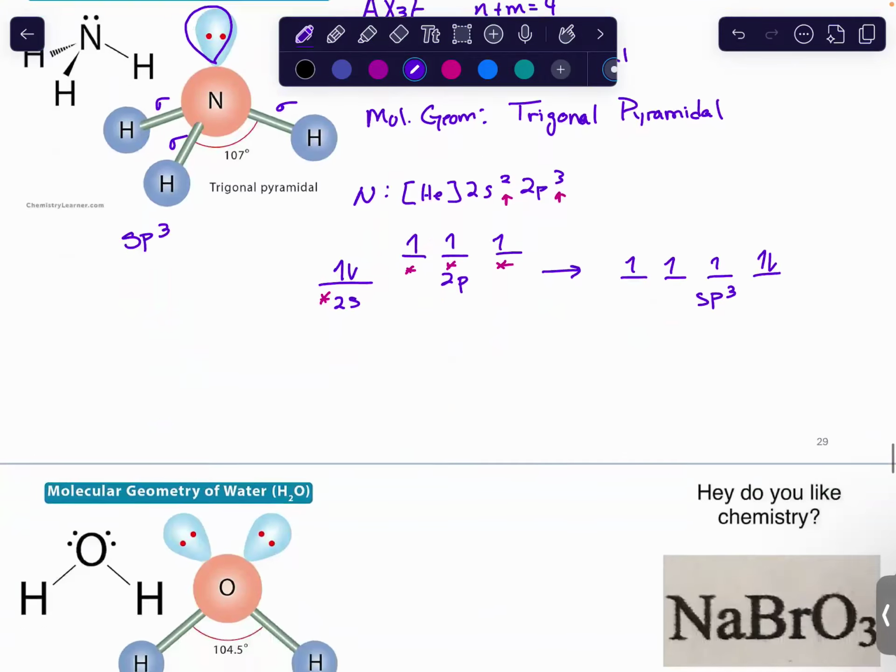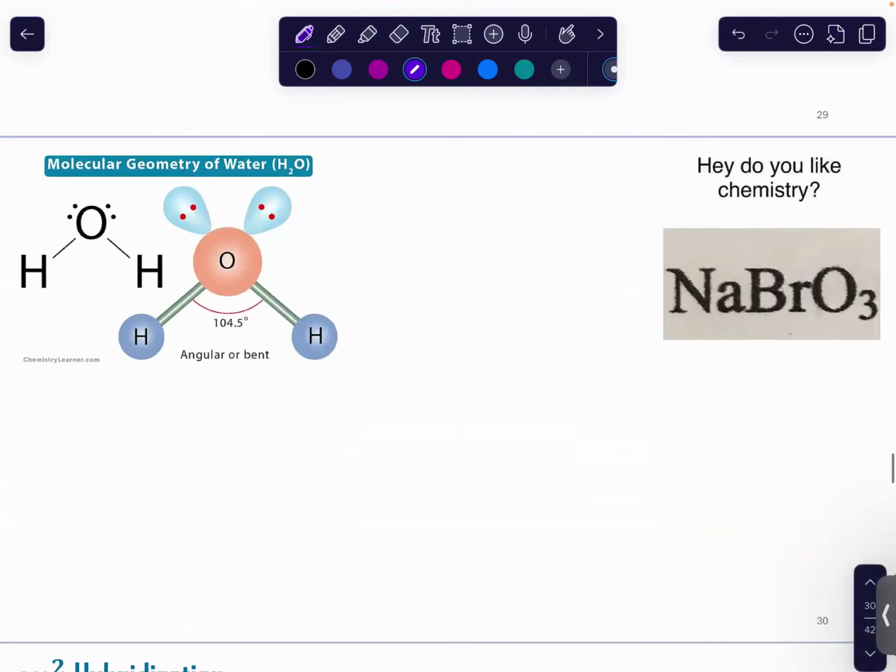Okay. Let's do another one. Let's look at water. This is an AX2E2. Again, N plus M equals 4. Tetrahedral. What is the molecular geometry of water? Not a pyramid this time. Bent. This is a bent configuration.